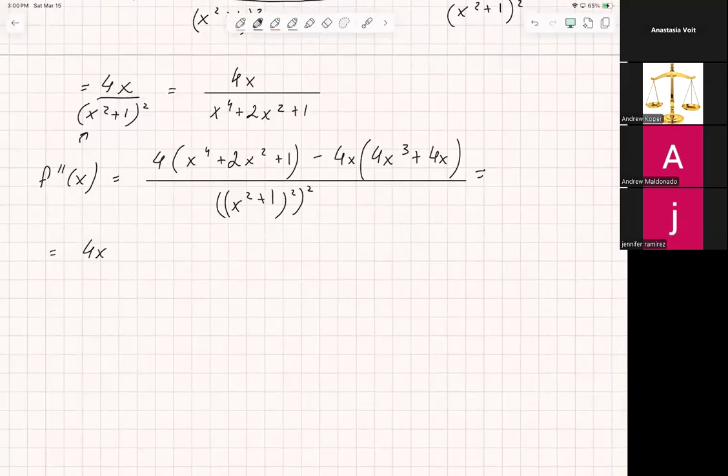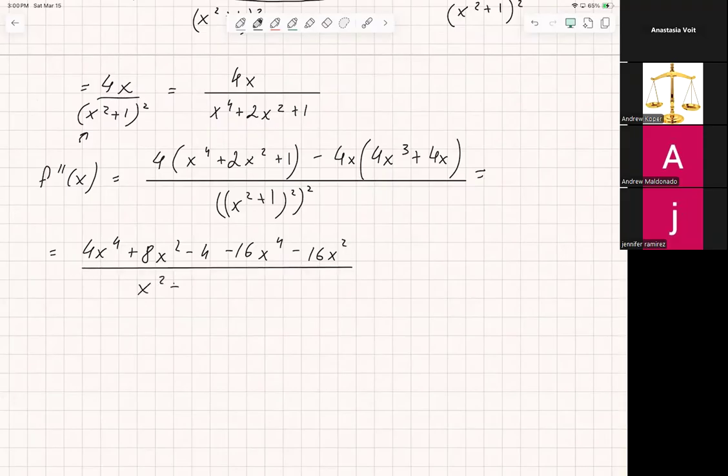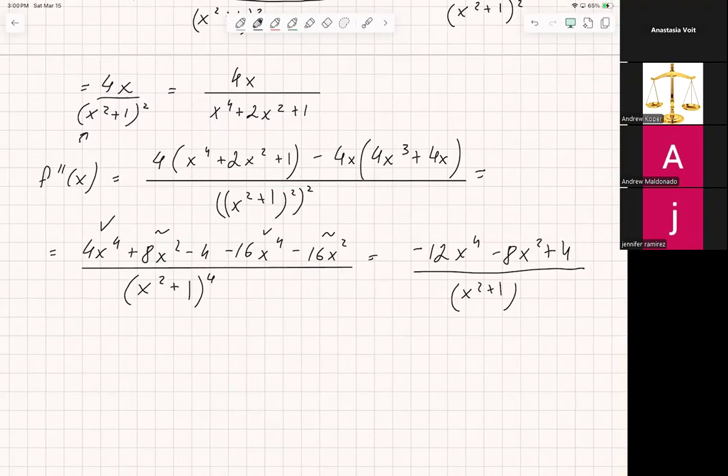So we have 4x to the fourth power plus 8x squared minus 4 minus 16x to the fourth power minus 16x squared, divided by x squared plus 1 to the fourth power. Now we can combine like terms, right? And we get negative 12x to the fourth minus 8x squared plus 4 divided by x squared plus 1 to the fourth power.